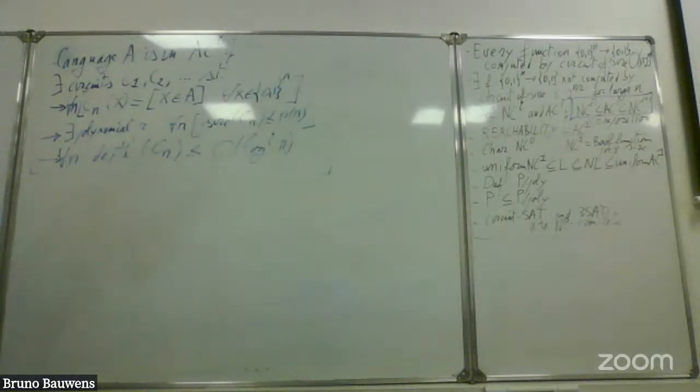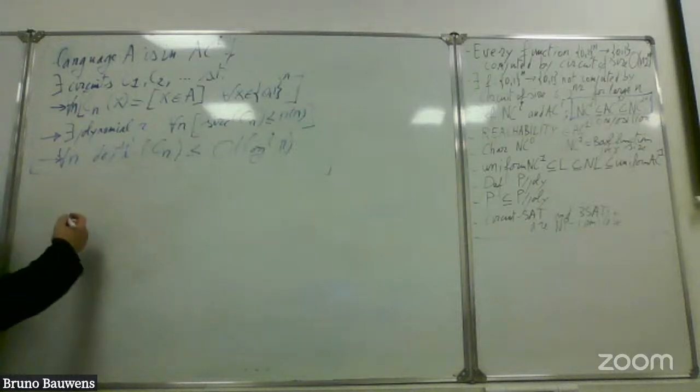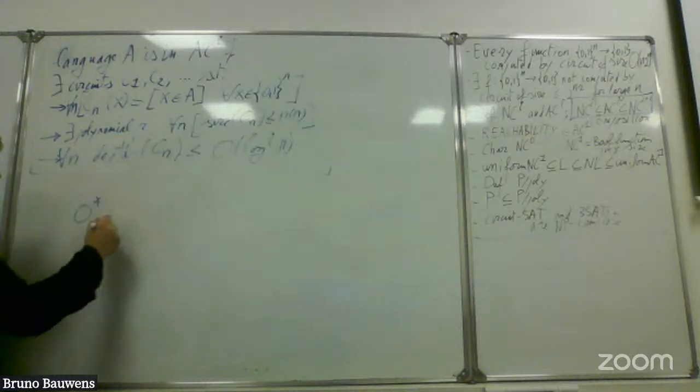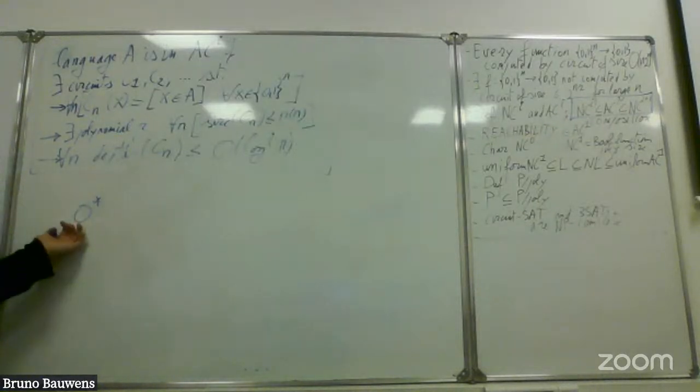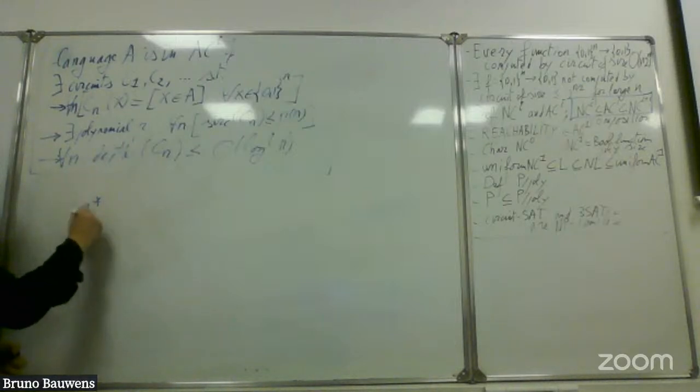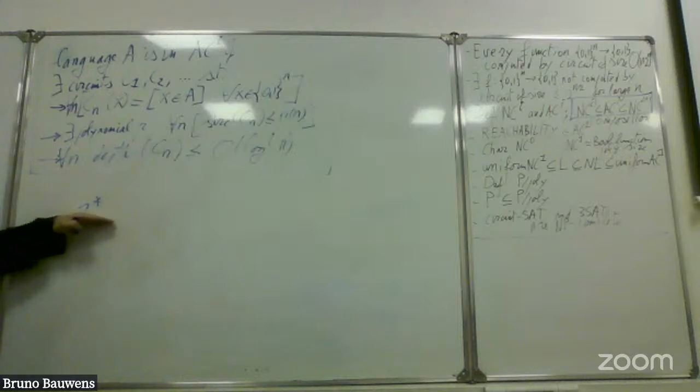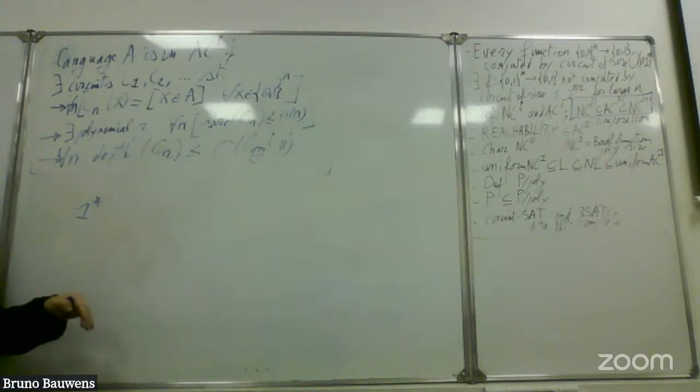For example, the unary language 1 star, viewed as a binary language, is in AC0, because it's recognized by just a circuit of one gate, the AND over all the inputs.